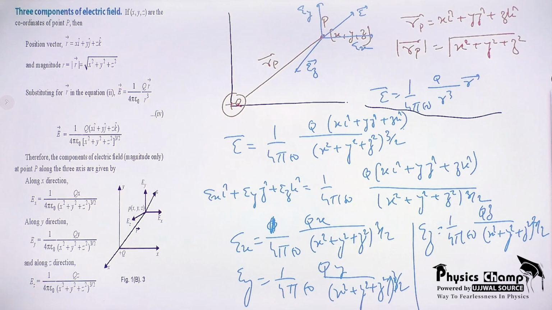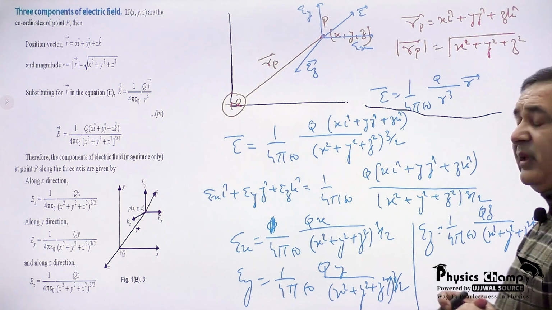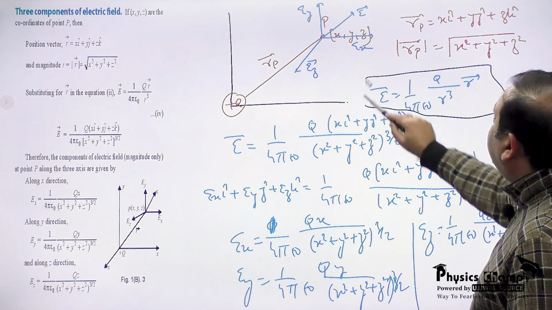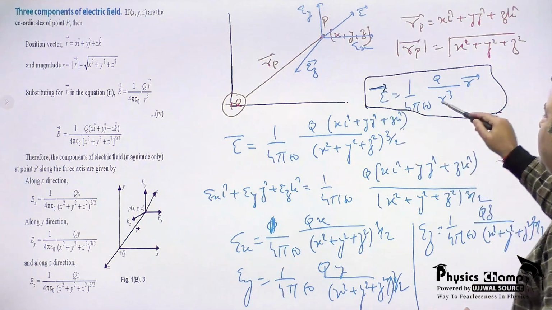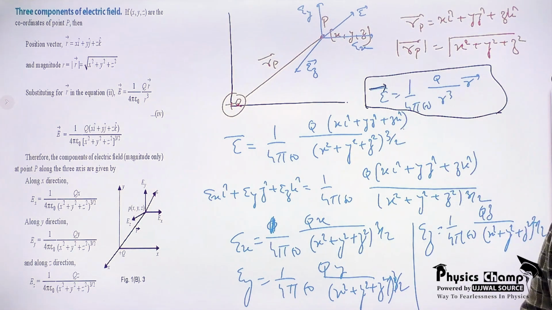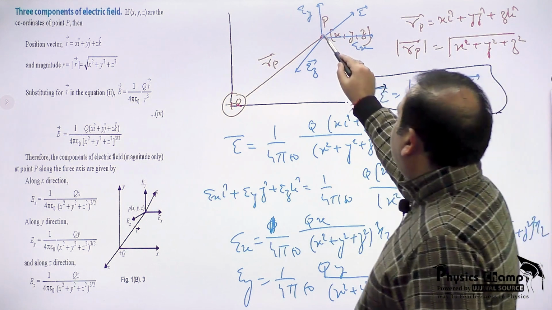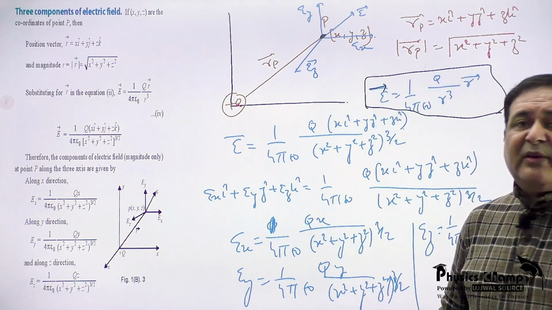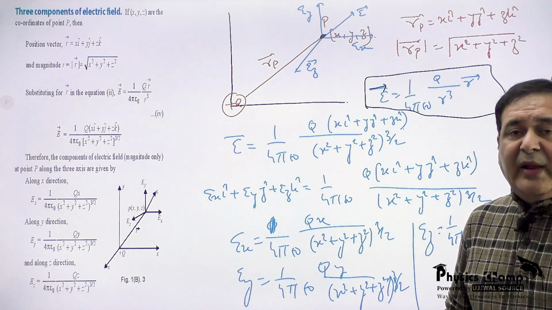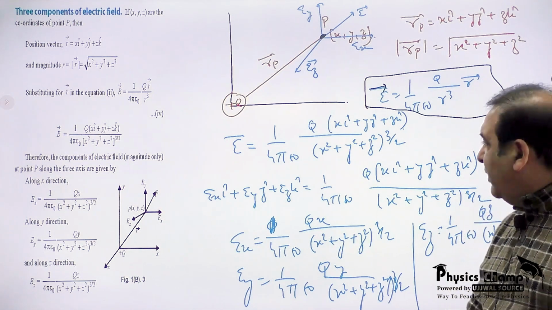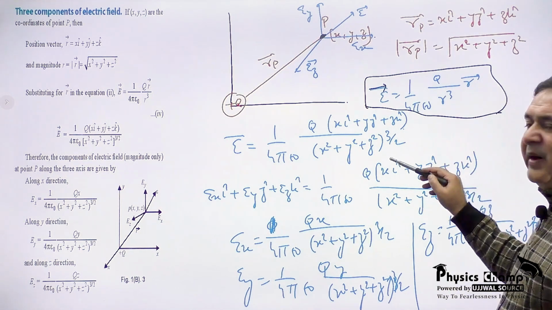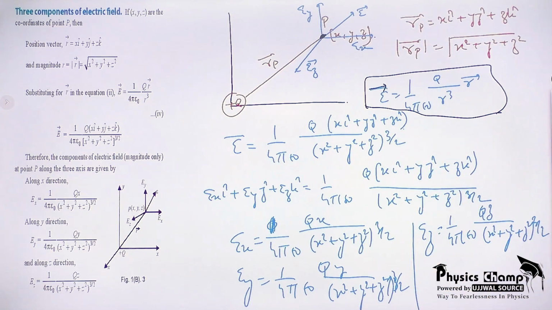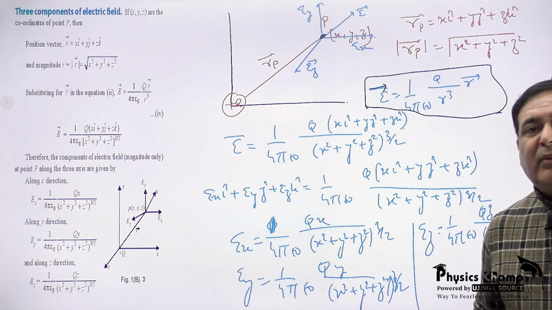So here we have learned that although the basic formula for the electric field due to a point charge in vector form is 1 by 4 pi epsilon naught q by r cube into r vector, in case this point has position vector, has coordinates x, y and z, I can represent it in terms of x, y and z also, with orthogonal unit vectors, and by comparing them we can get the x, y and z components of this electric field.